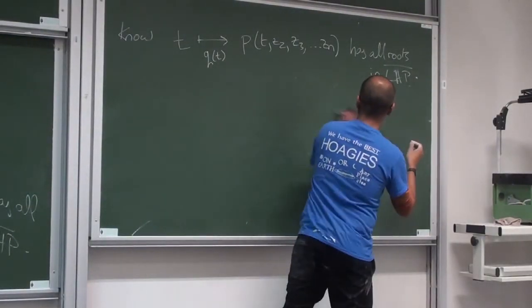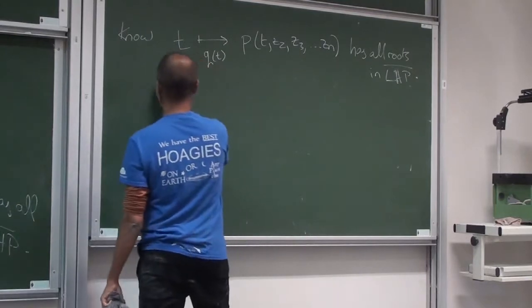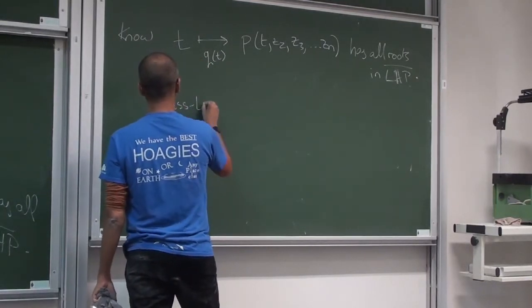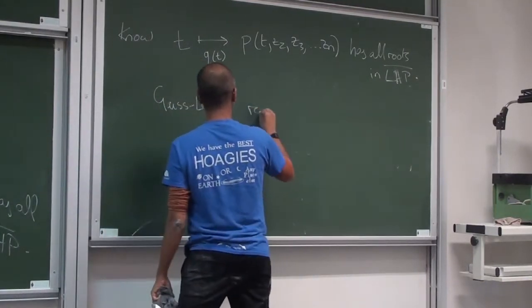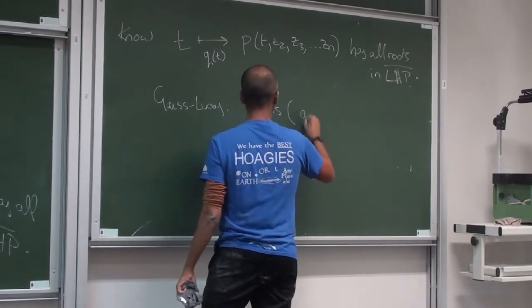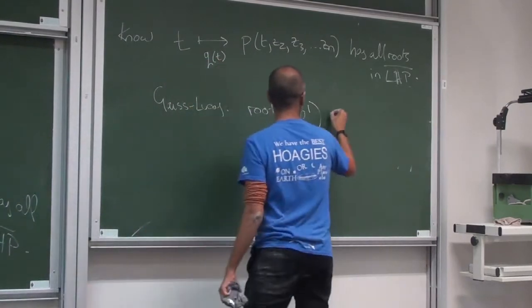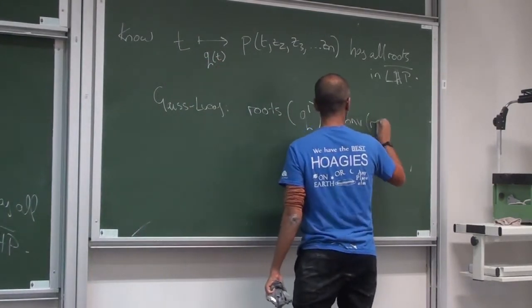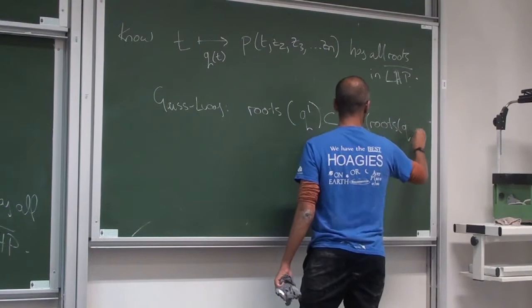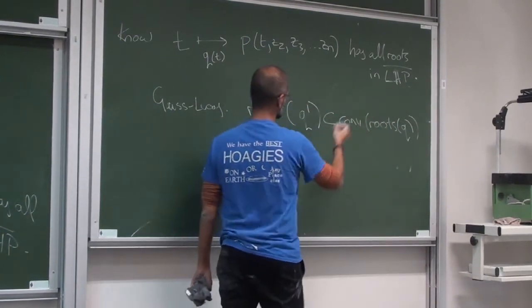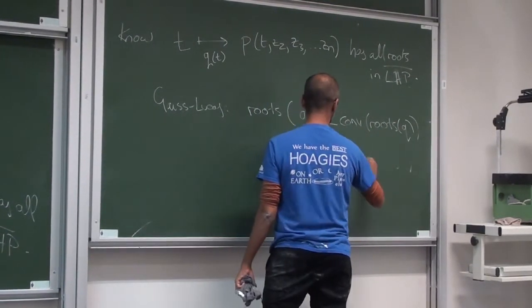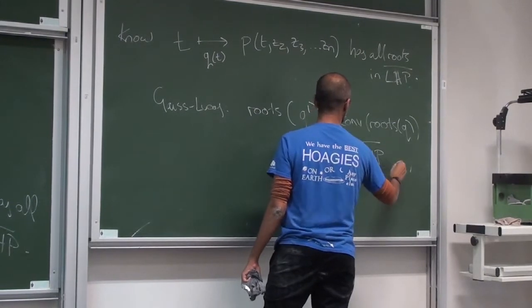So by Gauss-Lucas, the roots of Q prime, which is this thing I care about here, are contained in the convex hull of the roots of Q, which are contained in the closure of the lower half plane. So this is all contained in the closure of the lower half plane.